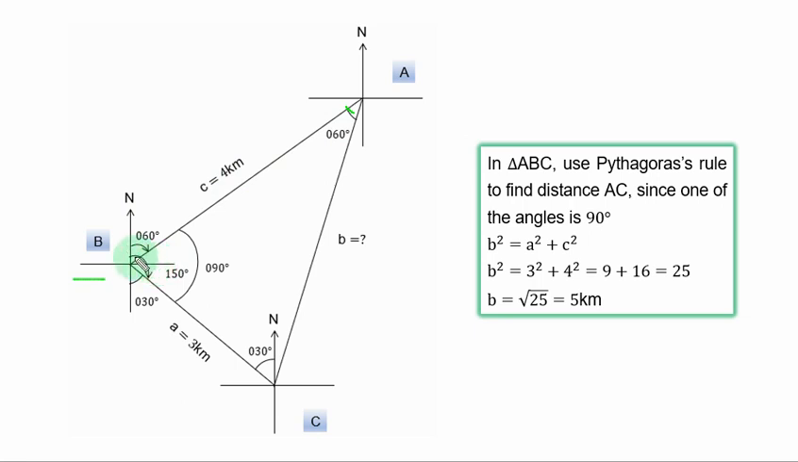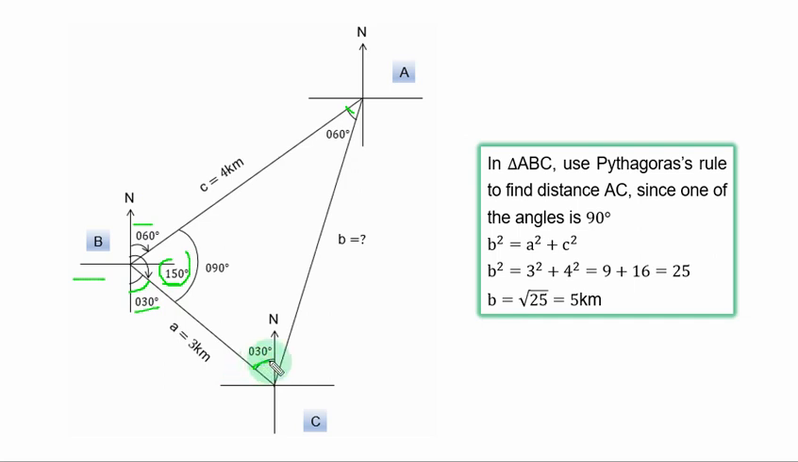From the same city B to city C, the bearing is 150 degrees. I've already explained why here is 90 degrees. That is 150 degrees minus 60 degrees. The whole of this side is 180. From here to here is 150. This remaining angle must be 30 degrees, which is equal to this angle.